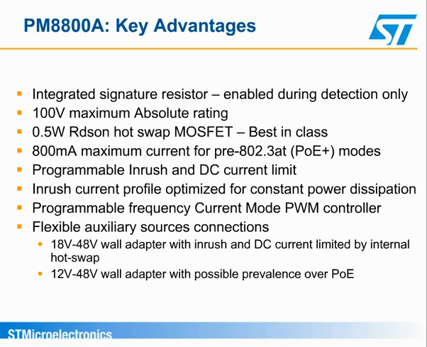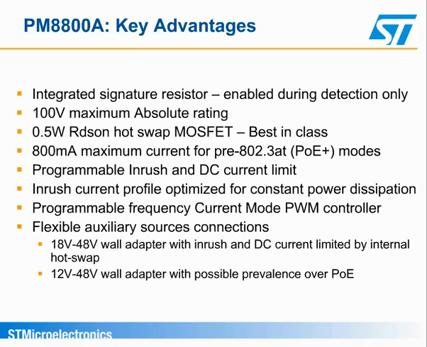The PM8800A can sustain up to 800 milliamps, enabling pre-standard mode, so power up to 30 watts is available with this device. Other features are programmable inrush and DC current limits. The inrush current profile is optimized for quasi-constant power dissipation during the inrush phase. The switching frequency is programmable.